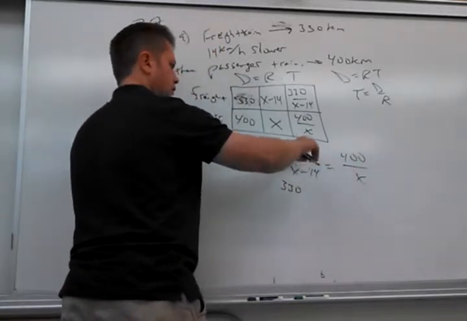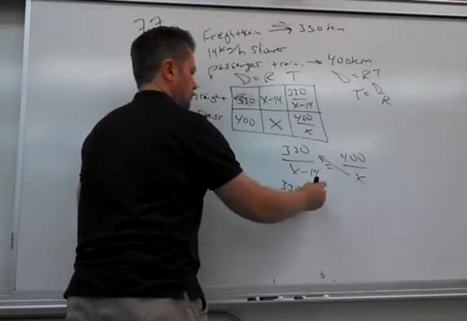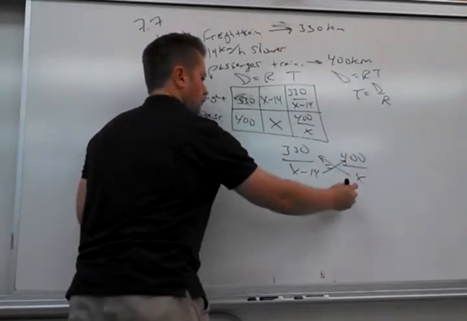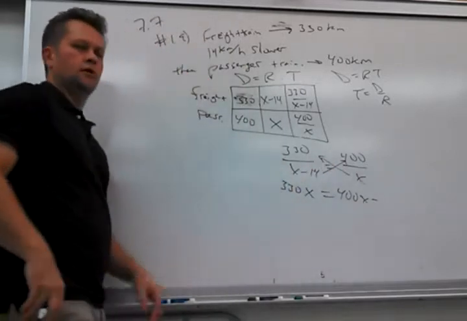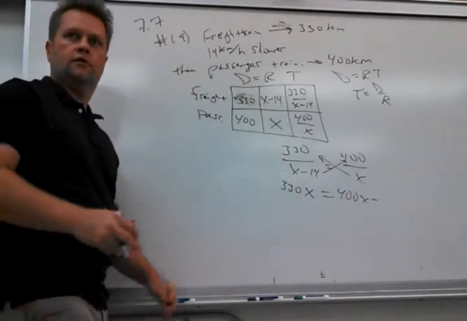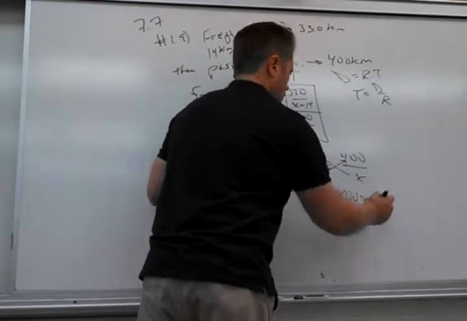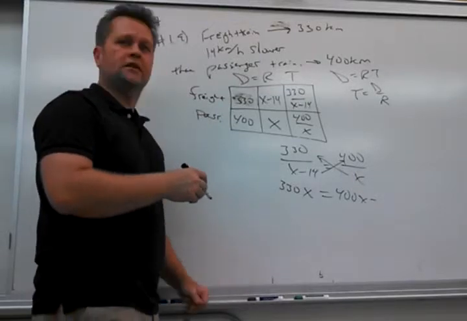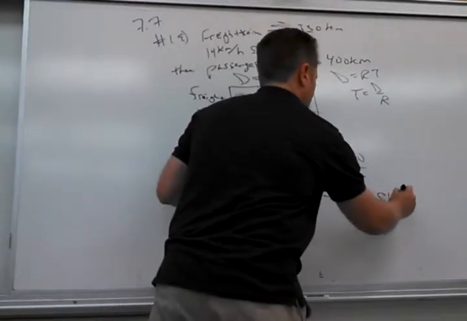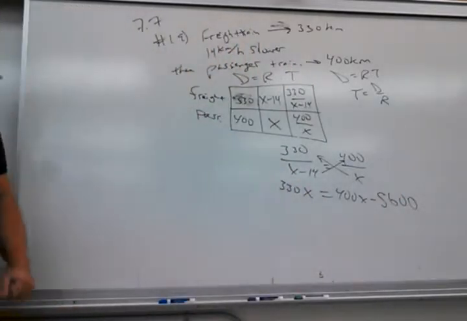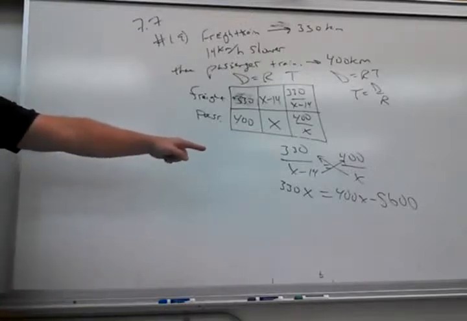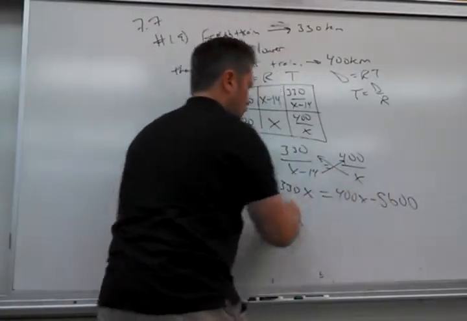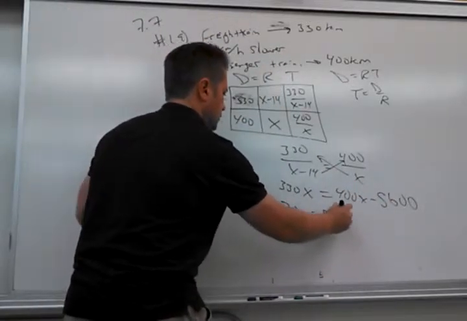So I get 330x equals 400x minus 14,000, isn't it? No. 5,600. There it is. All right. I got all excited. It's 4 times 14 with a couple zeros on the end. That's what 400 times 14 is. And that's simple to solve for, right? You can subtract those over, you can add those over. You get 70x equals 5,600.